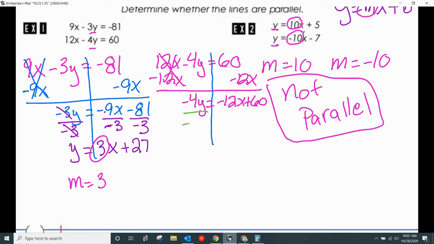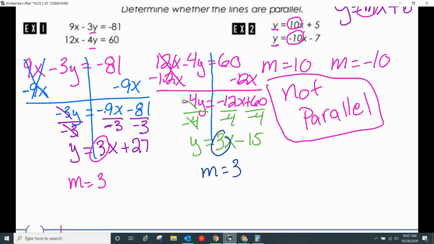Okay, so now I look and I say, well, what's sitting in front of y? It's negative 4. So that's what I'm going to divide everything by, whatever's sitting in front of y. So negative 4 divided by negative 4 is just y. Negative 12 divided by negative 4. Well, negative divided by negative is a positive. 12 divided by 4 is 3. So that's 3x. Now 60 divided by negative 4. That's a positive divided by a negative, it's going to be negative. And I know 60 divided by 4 is 15. So my slope of this line is 3, because that's the number in front of x.